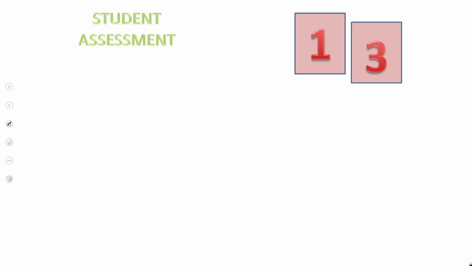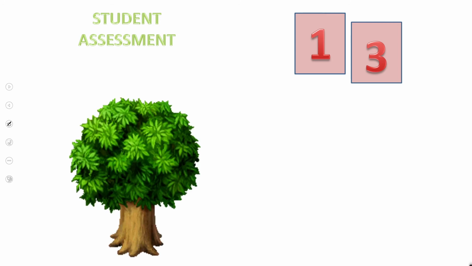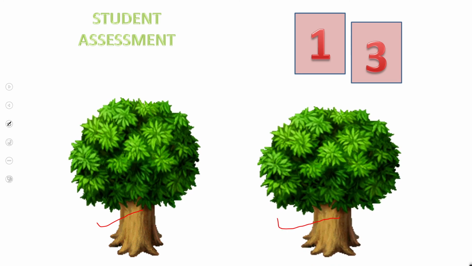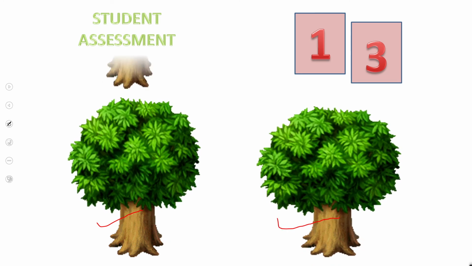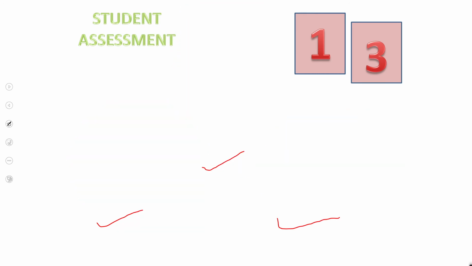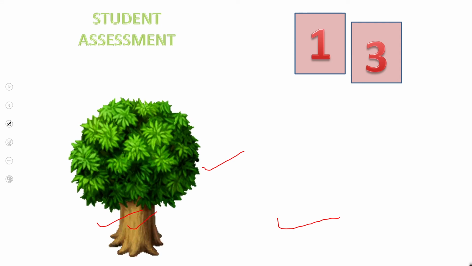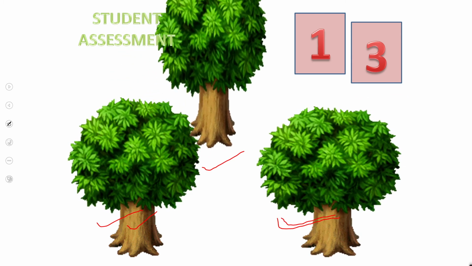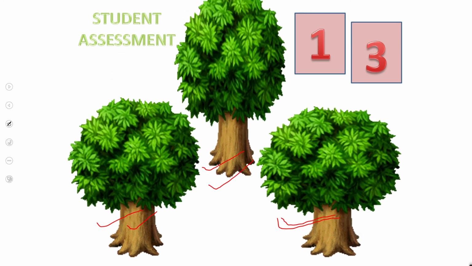Let's count how many trees we have over here. 1, 2, very good, and then 3. Perfect. Let's count them once again. How many trees do you see over here? 1, 2, and 3. So there are 3 trees.